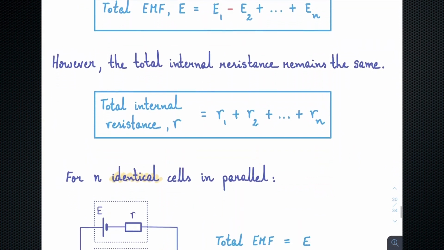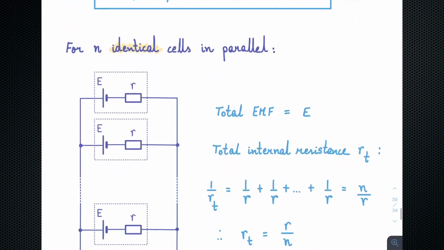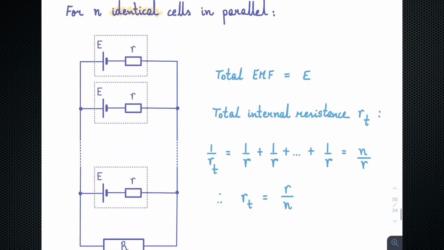Let us now consider n cells in parallel which are identical. By identical, we mean that they have the same EMF, all E, and the same internal resistance, small r. Then in this case, the total EMF is E, since these are all in parallel.